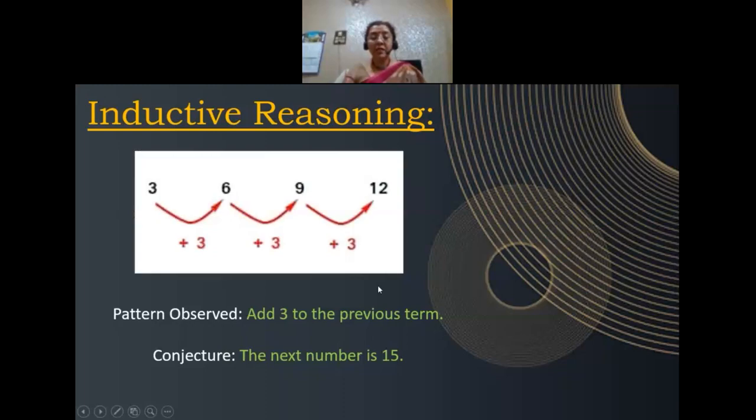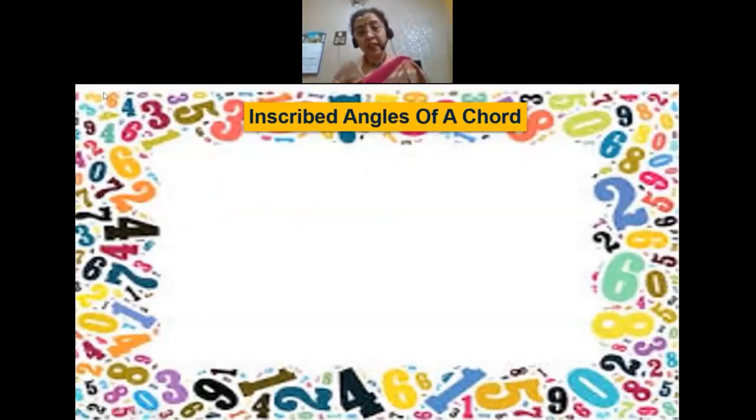But in class 10, 3, 6, 9, 12, what is the difference? Then what will be the next term? What will be the fifth term? What will be the nth term? Method of induction. Now, if we go for class 9, there is a problem with the students regarding the angles made by the chord in the same segment being equal. So here it is a combination of inductive and project method.